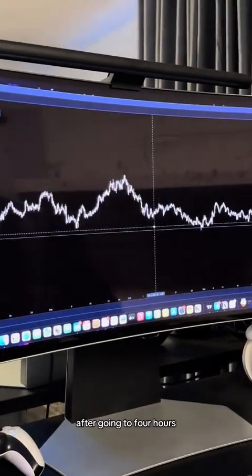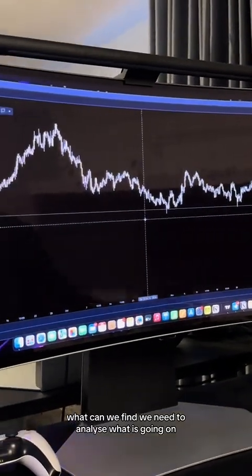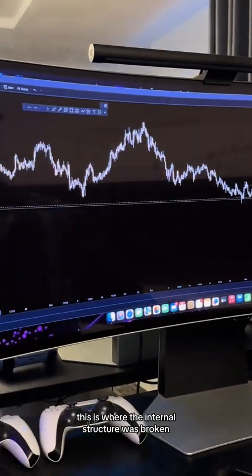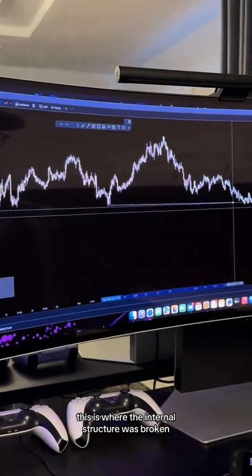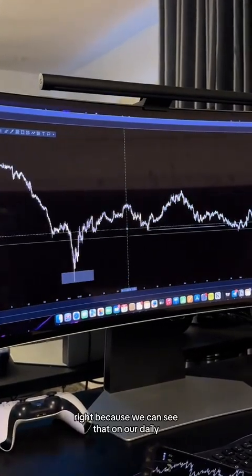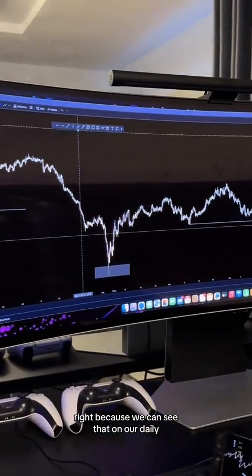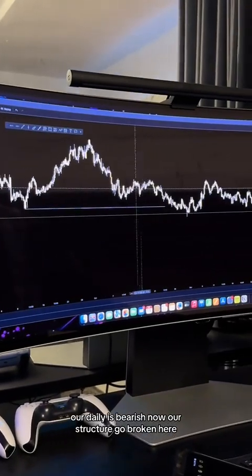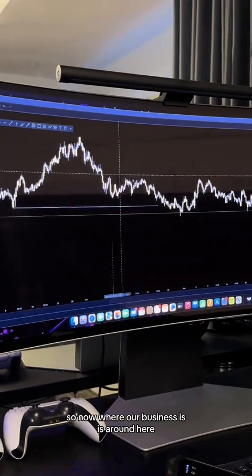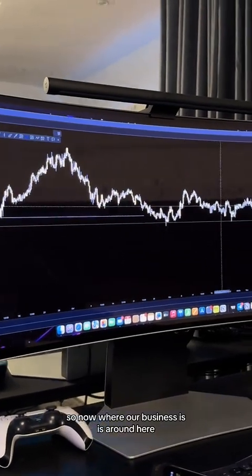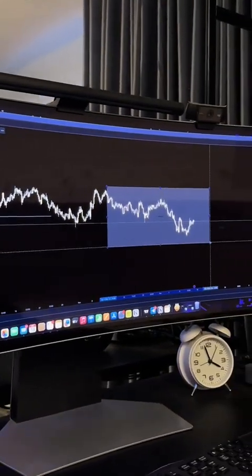After going to 4 hours, what can we find? We need to analyze what is going on. This is where the internal structure was broken, right? Because we can see that on our daily is bearish. Now, our structure got broken here. So now, where our business is around here.